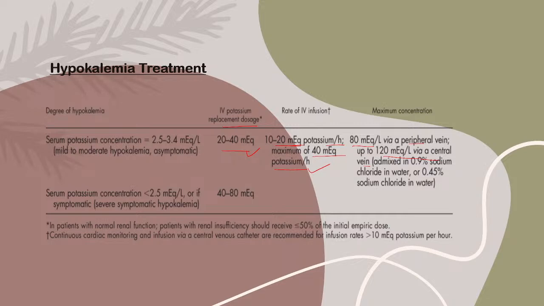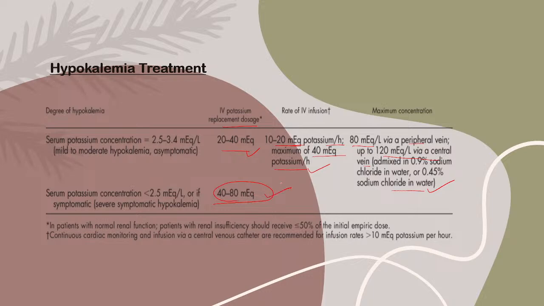We admix it with 0.9% normal saline or 0.45% sodium chloride in water. We will use only these solutions. Next, if the serum concentration is less than 2.5 and the patient is symptomatic, like severe symptomatic hypokalemia, we will treat with a replacement dose of 40 to 80 milliequivalents in one go.